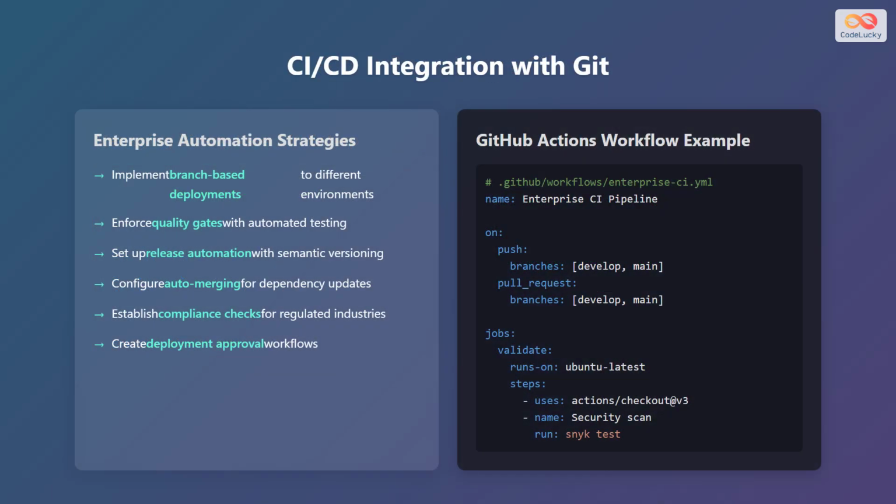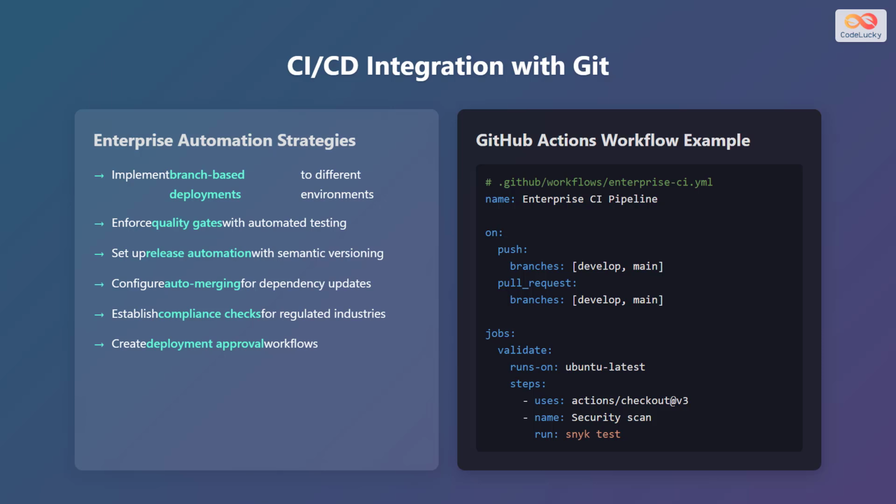Continuous integration and continuous delivery integration with Git enables robust enterprise automation strategies. These include implementing branch-based deployments to different environments, enforcing quality gates with automated testing, setting up release automation with semantic versioning, configuring auto-merging for dependency updates, establishing compliance checks for regulated industries, and creating deployment approval workflows.